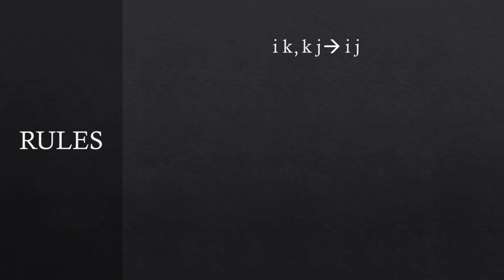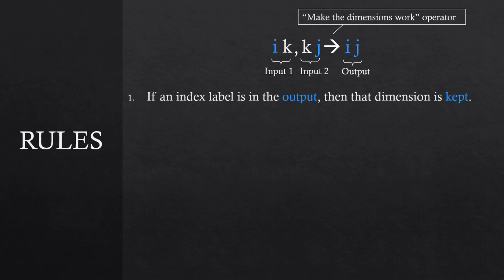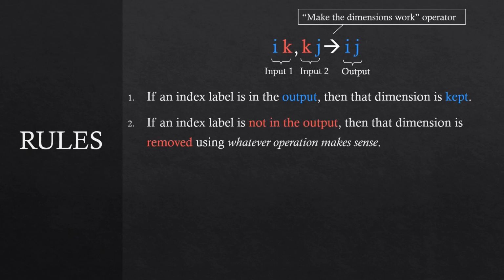Firstly, an Einsum string is composed first of the input matrices and their corresponding index labels, followed by the output and its corresponding index labels, separated by this arrow operator, which is basically just a make-the-dimensions-work operator. So the arrow is kind of the most confusing part. We'll get to that. So when constructing this string, the first thing that you should have in mind is that if an index label is in the output, then that dimension is kept. So these are shown in blue. And then second, if an index label is not in the output, then that dimension is going to be removed.